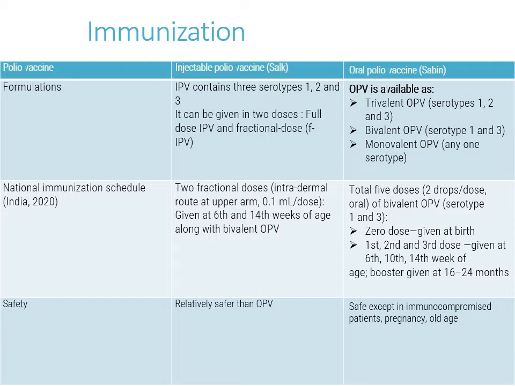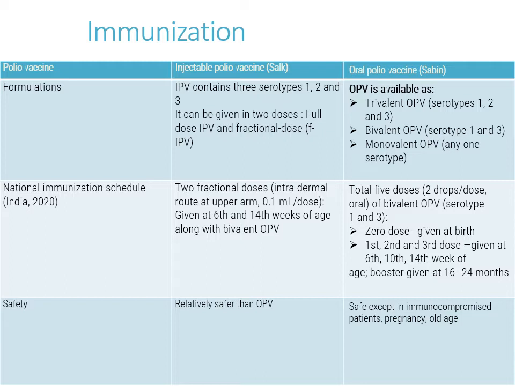Now, IPV also contains all the three serotypes. Initially, when the vaccination of this IPV was started, it was given by the intramuscular route, and 0.5 ml was given intramuscularly. But later on, it was decided that a much better response is seen when given by the intradermal route, and the dose has also been reduced to 1/5. Because in the intramuscular route we are giving 0.5 ml, here we need only 0.1 ml. So you also save the dose, and the response is much better. So 2 doses are needed for this IPV.